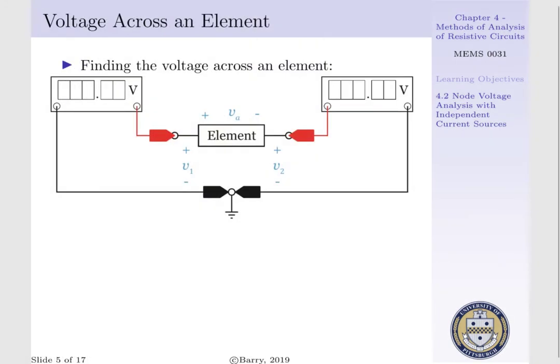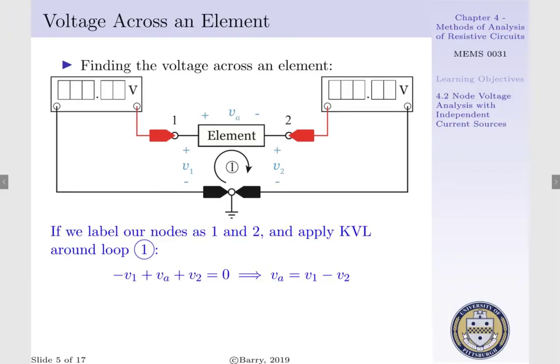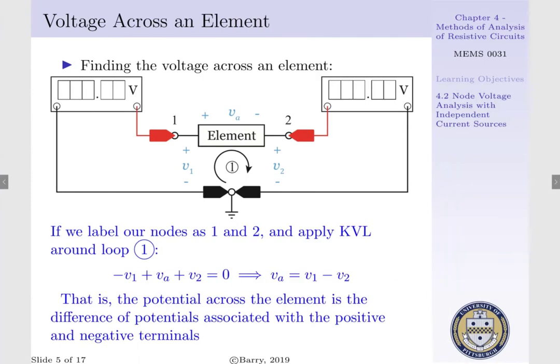Consider the following. We have a voltmeter on our left and a voltmeter on our right, where the positive terminals of both voltmeters are connected to the left and right hand side of our element respectively, and the negative terminals of our voltmeter are connected to ground. To determine our voltage drop across the element VA, we can construct a KVL loop around loop 1, such that minus V1 plus VA plus V2 is equal to 0, or the voltage potential across our element VA is equal to V1 less V2. That is, the node voltage at node 1 less the node voltage at node 2. That is to say, the potential across this element is the difference of potentials associated with their positive and negative terminals.